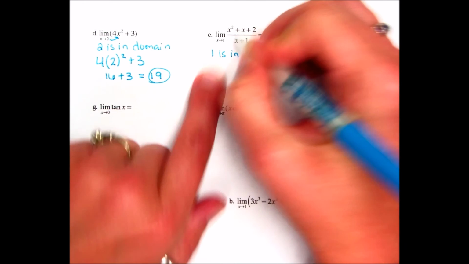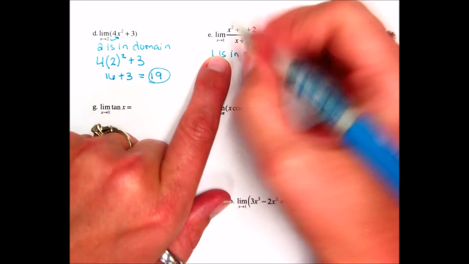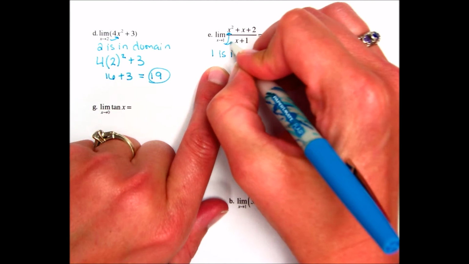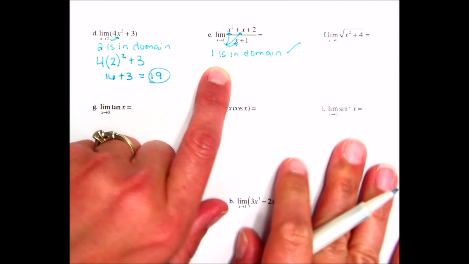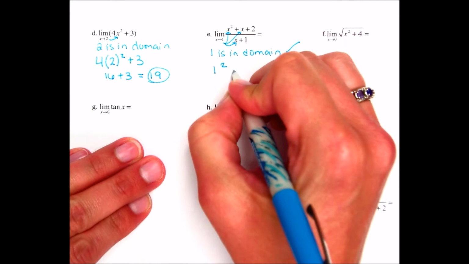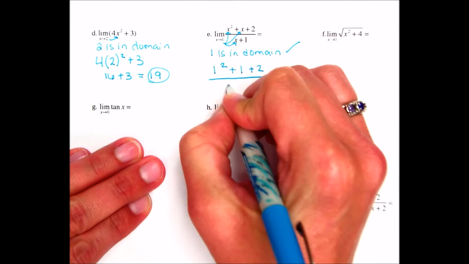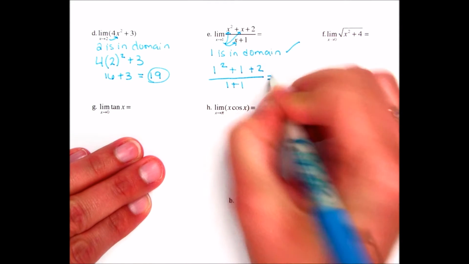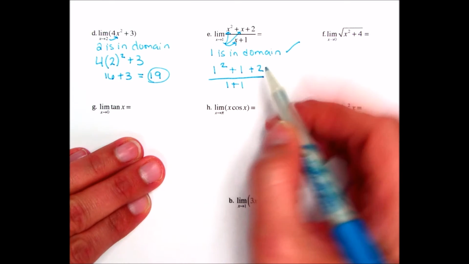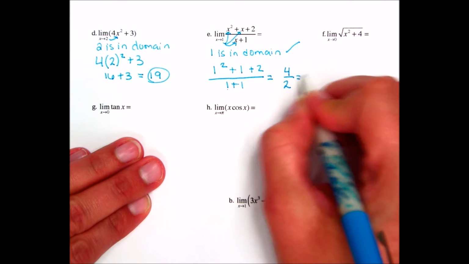And it is. What's the one number that's not in the domain? -1. So that's the one you'd have to be careful about. So today we only have 1. That means everywhere you see an x, I'm putting in a 1. So I've got 1 squared plus 1 plus 2 all over 1 plus 1. 1 squared is 1. 1 plus 1 is 2. 2 plus 2 is 4. 1 plus 1 is 2. So 4 divided by 2 is 2.